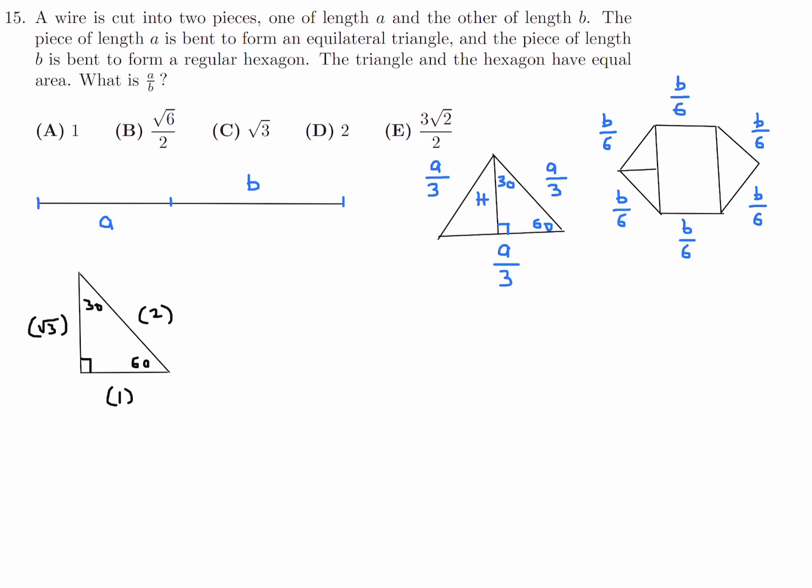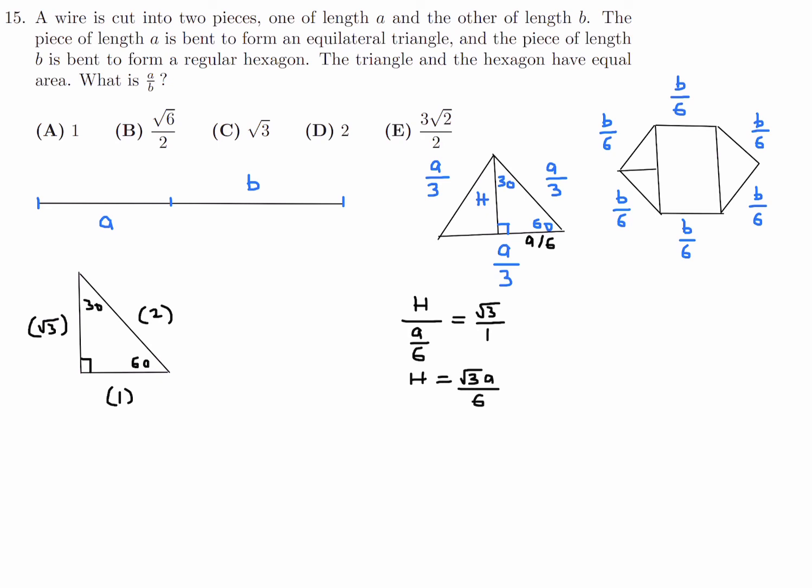So using that, we can easily figure out a relationship between H and A. Now keep in mind, we're going to look at that part, not the whole base. The whole base is A over 3, so just this part is half of that, so that's A over 6. So H over A over 6 is equivalent to root 3 over 1. So that means H is equal to root 3A over 6.